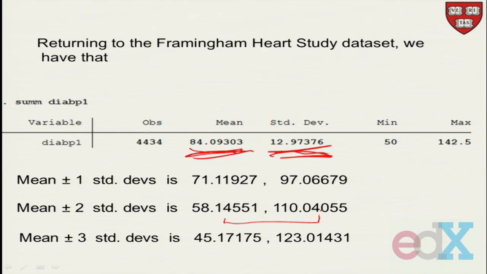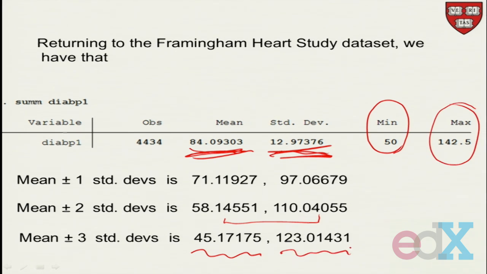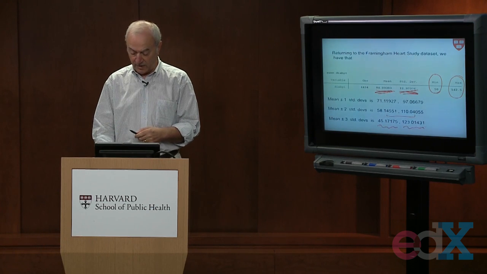Now, this one we can check, because we get from the summary that the min is 50, so we're down here at 45, so we're covered there. But the max is 142, so this is a little bit less than the max. So it's not going to be all the observations, but let's see how much of the observations.